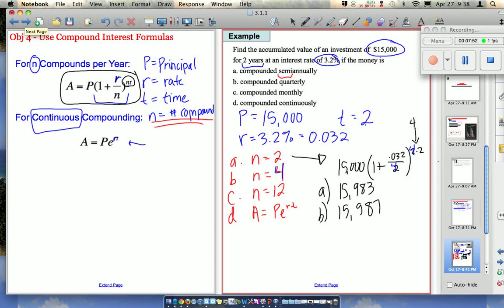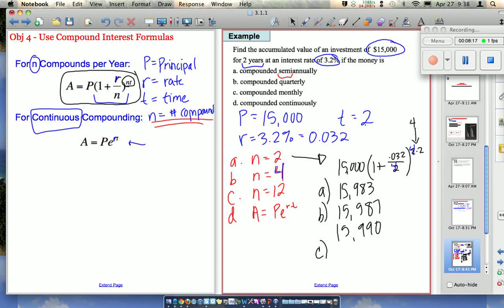And then I'll do it again for C, compounding 12 times. And I'll get a value of 15,990. Wow, it's not much. And last but not least, for continuously.